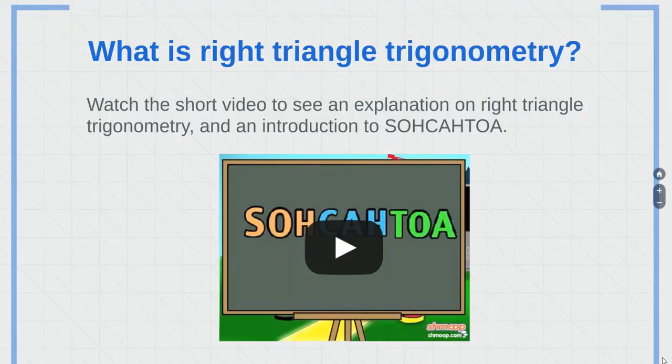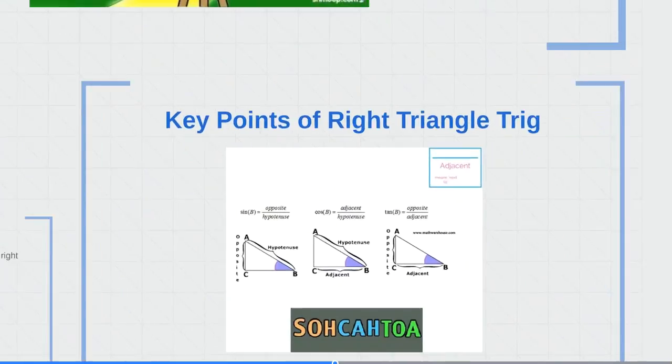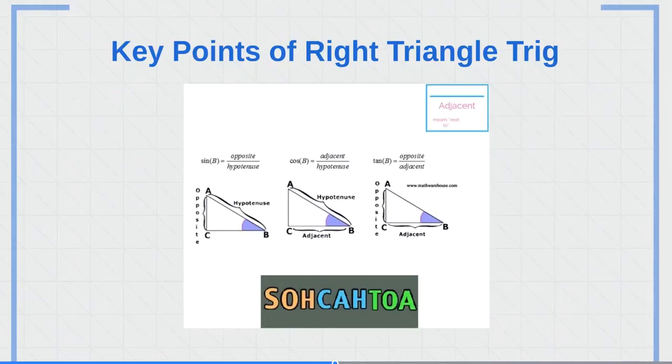Hopefully after that video you have a better understanding of what SOHCAHTOA means and how we can use it to find the three side relationships for each angle in a right triangle. We can use this slide to refer to at any time. It discusses the key points of right triangle trig, including the sine, cosine, and tangent of angles in a right triangle. Remember that adjacent and opposite depend on which angle you are looking at.